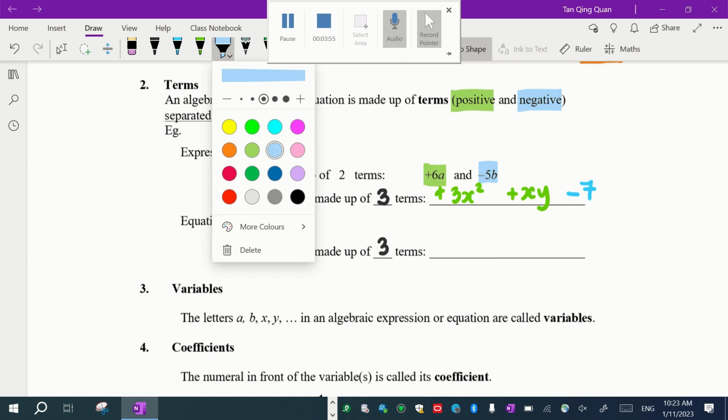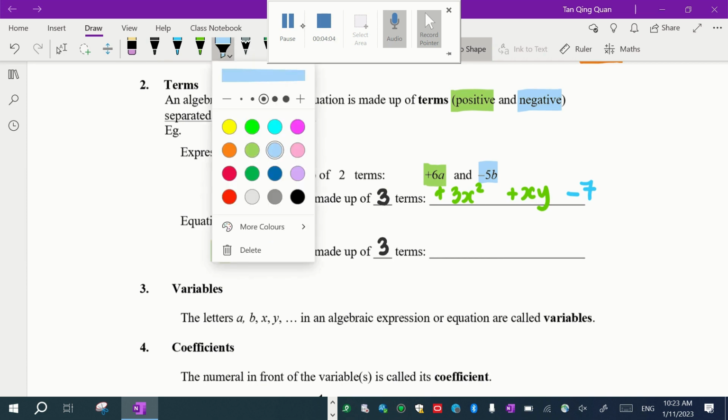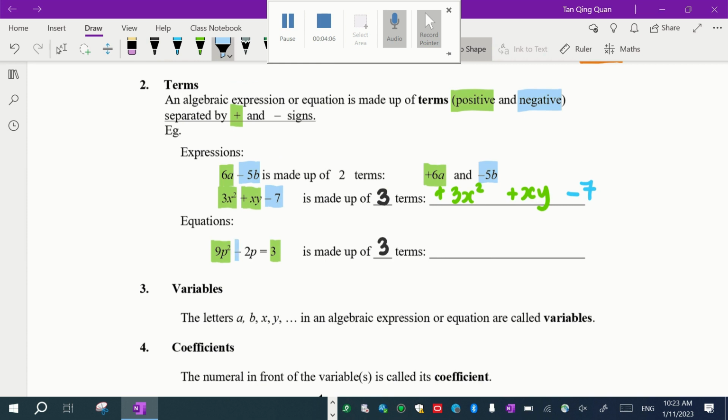First, let's look at the positive. 9p squared is positive, 3 is positive, 2p is negative, and so from here we can then see that there is a positive 9p squared, there is a positive 3, and there is a negative 2p.